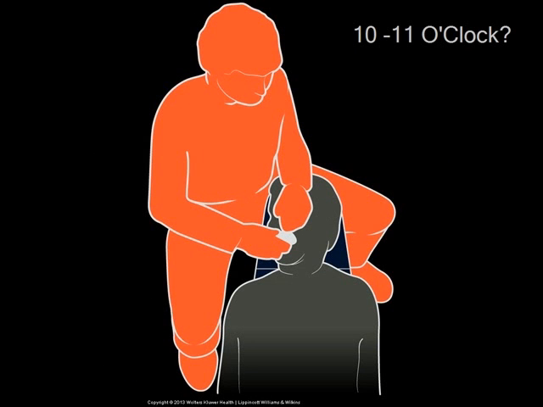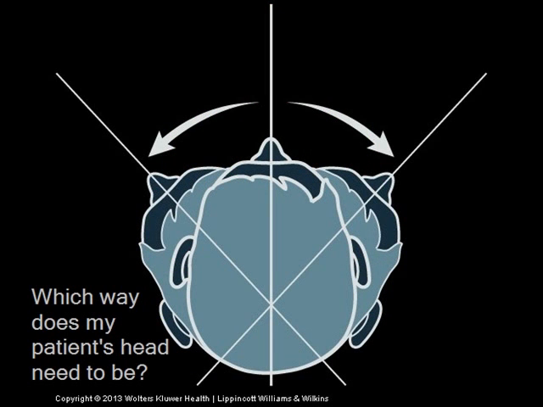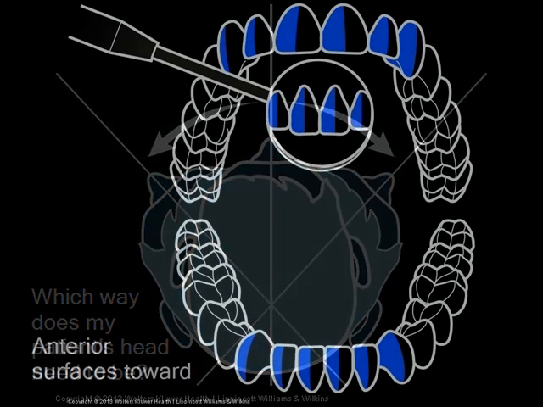And what teeth do I work on for my 10 to 11 o'clock position? And in this position, the operator is sitting at 12 o'clock. What teeth do I work on from sitting at this position? The operator also has an advantage where the patient's head can turn from side to side. This will assist us so we can sit ergonomically correct.